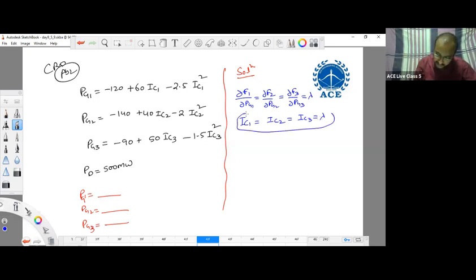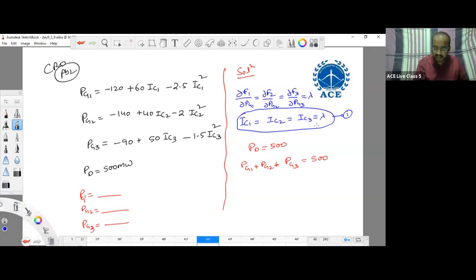Let it be equation 1. And what is the second condition that can be satisfied? PD is equal to 500. So PG1 plus PG2 plus PG3 is equal to 500.